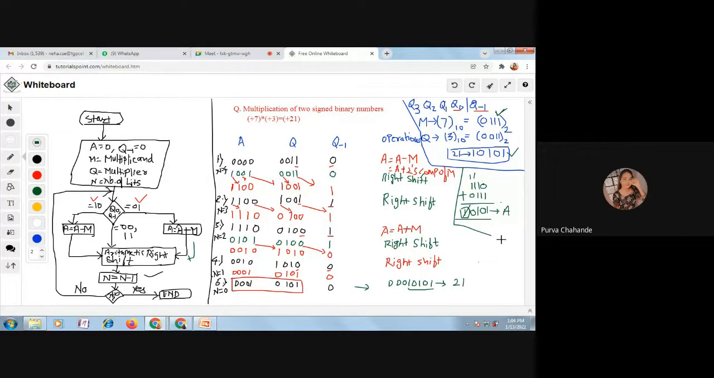And then you have to take that particular value while you go for the A minus M or A plus M. You are going to see that in the next problem. I hope this problem is clear to everyone.